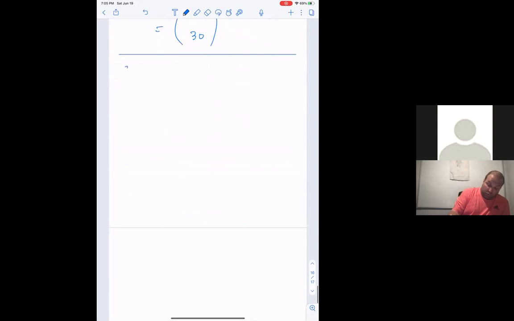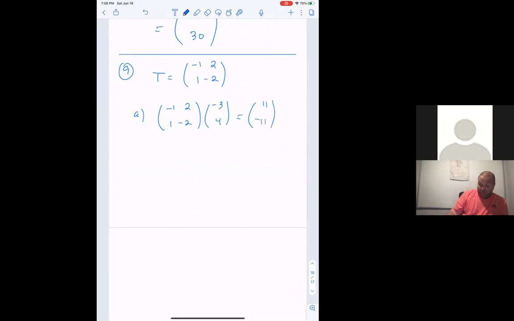What about number 9? New transformation matrix. This one is -1, 2, 1, -2. And now A, this is like the same as number 8, a little redundant, but find the coordinates of the point -3, 4. So -1, 2, 1, -2, acting on the point -3, 4 gives us 11, -11. Oh, how cute was that? 3 plus 8 and -3 minus 8, yeah.